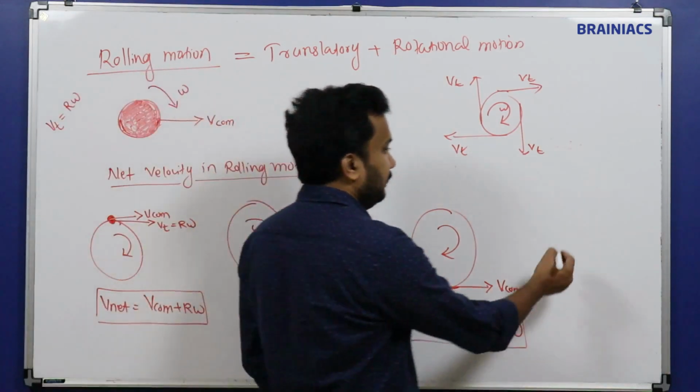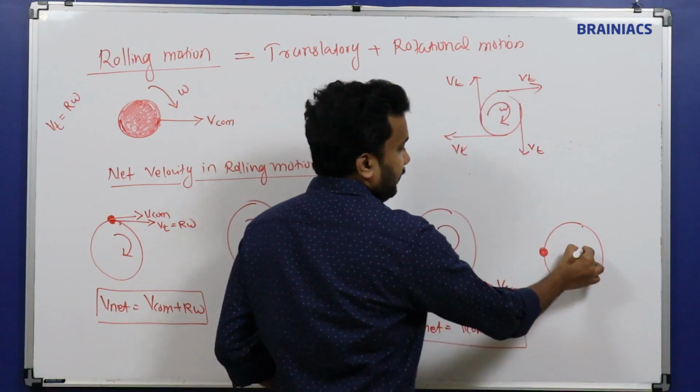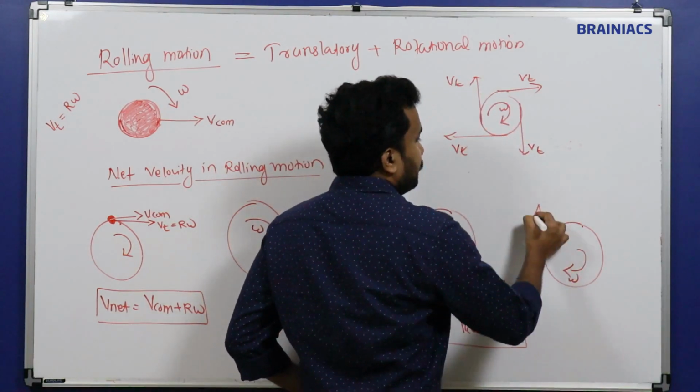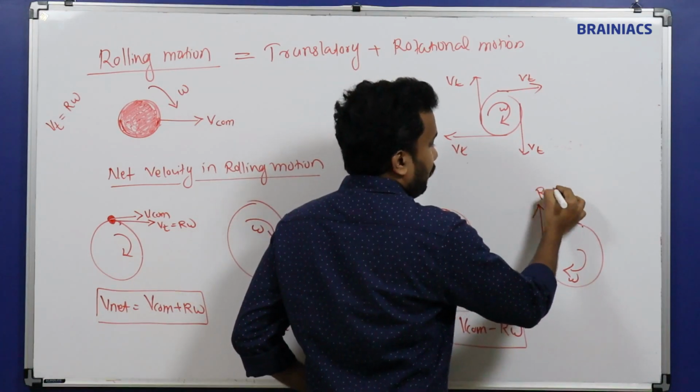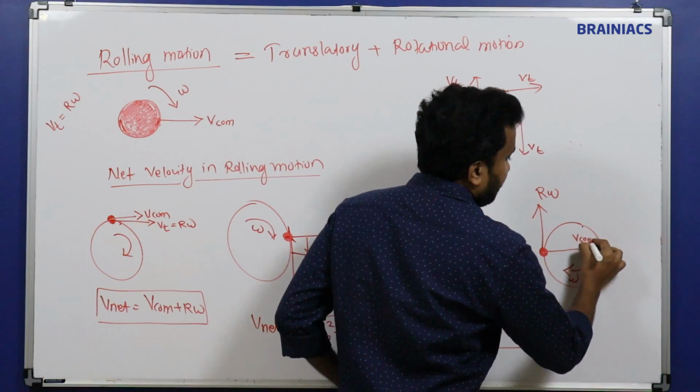And the final one, if the body is rotated over here and it is rotating like this with omega, this is called Vt, which is R omega, but the Vcom is still there.